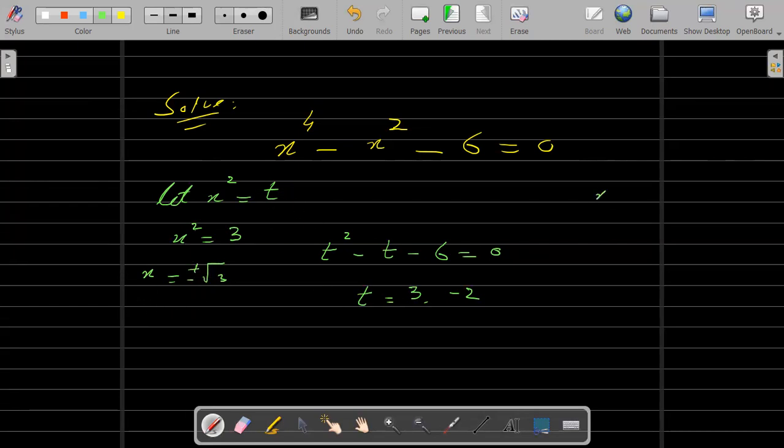Then minus 2. Use the same thing, x square is equal to t. What is t here? Minus 2. When you take the square root here, you will get an error. So here, no answer. So we have only these two answers. Clear, Abdullah?